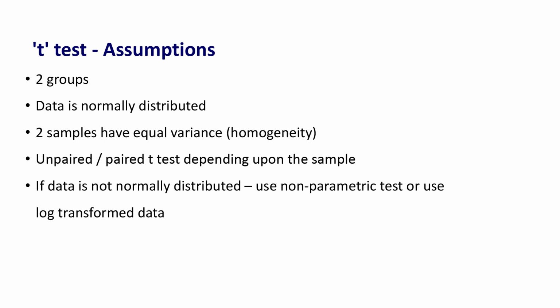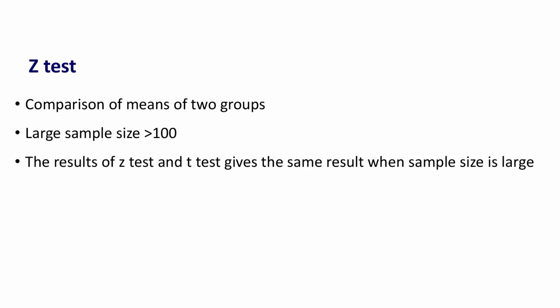Unpaired and paired t-test depending upon the sample. If the observations are on the same subjects, then it will be paired. If not, then it will be unpaired. And if the data is not normally distributed, then as we have seen, use a non-parametric test, or you can try a log transformation and then apply the t-test again. So what is a z-test? If the sample size is more than 100, then the t-test gets replaced by the z-test.